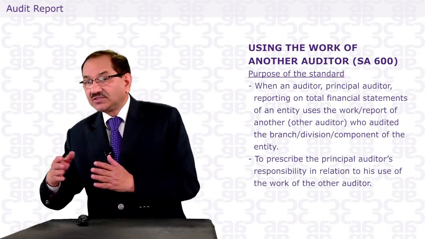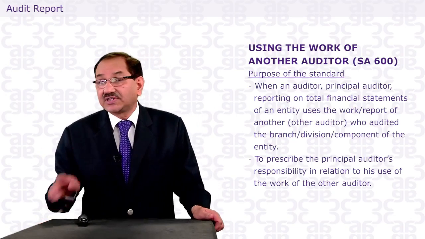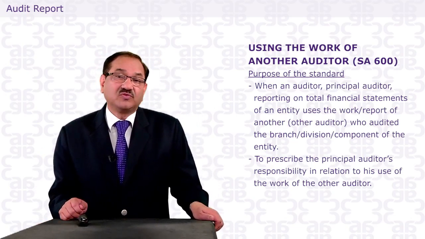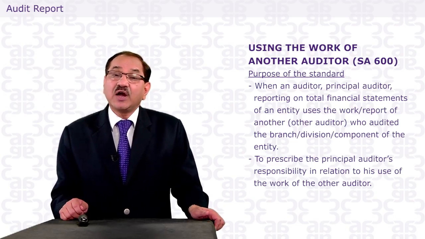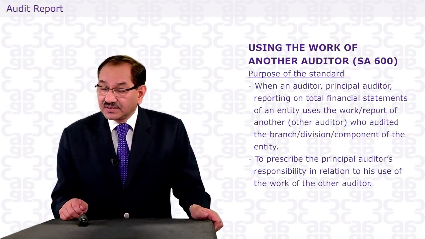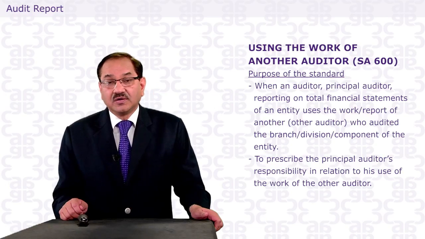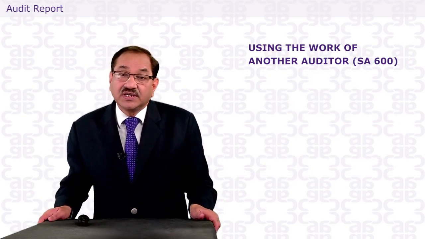Then he goes through the financial statements submitted by the branch auditors for that particular branch, and you have to review those financial statements for any apparent mistakes, and whether they have been prepared as per the financial reporting framework on which the principal auditor is reporting.